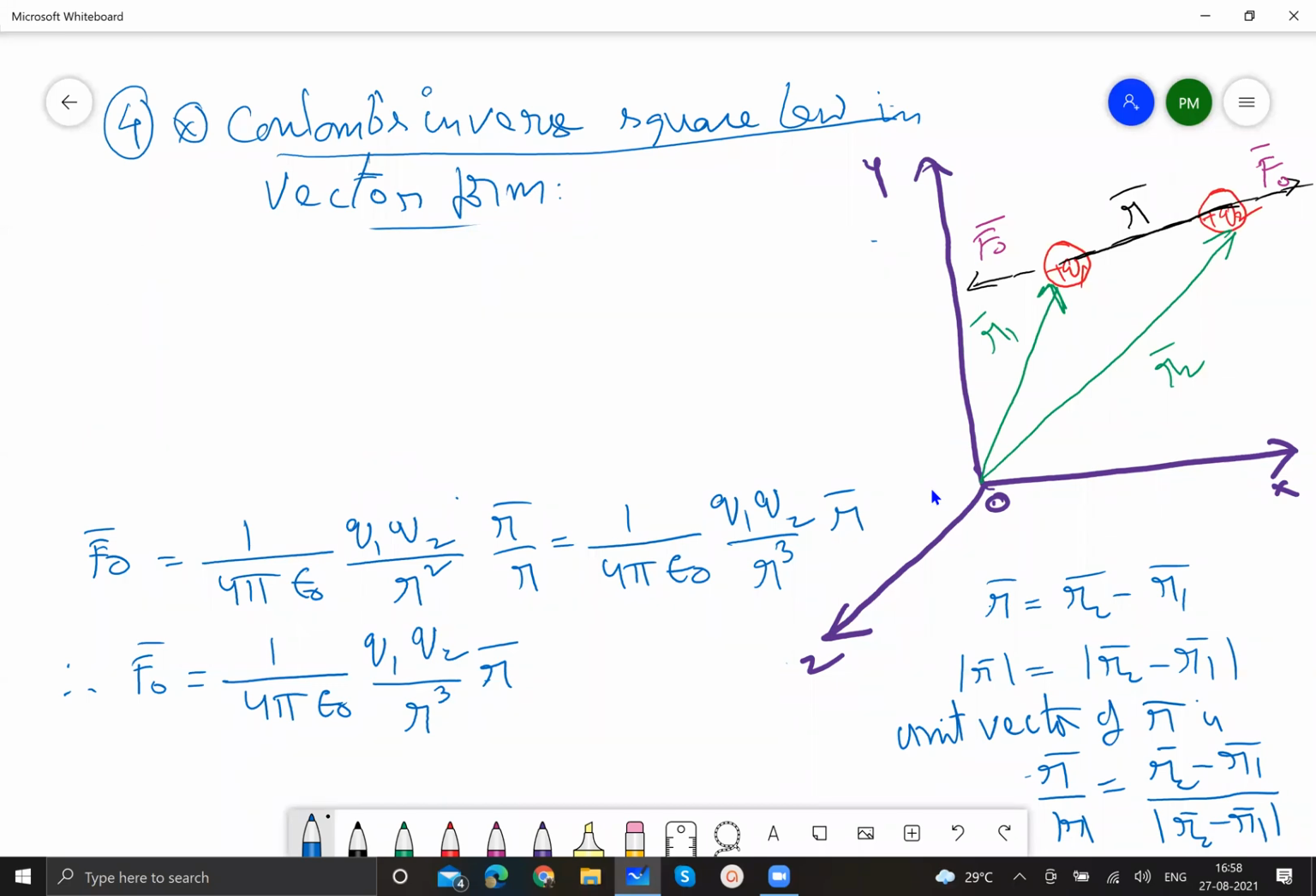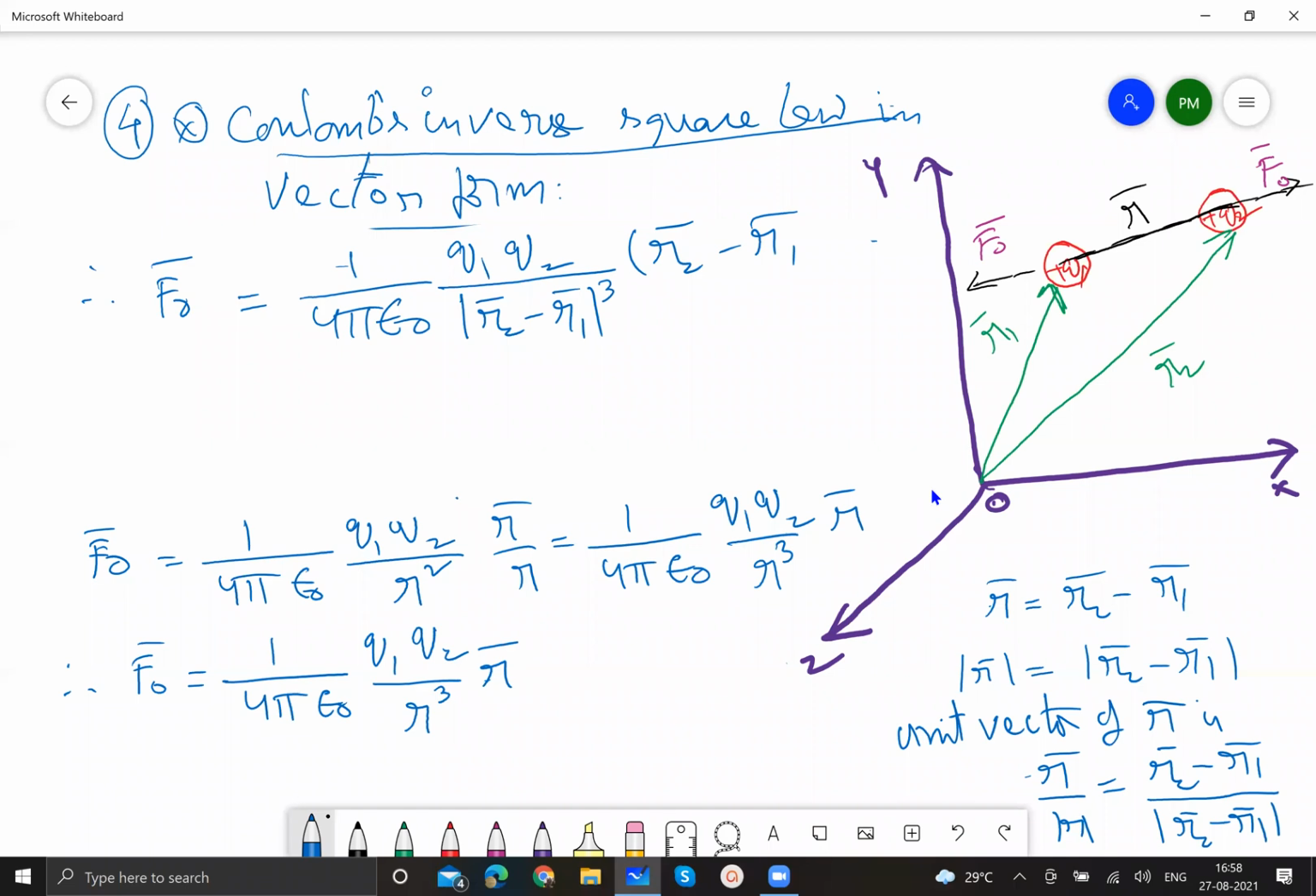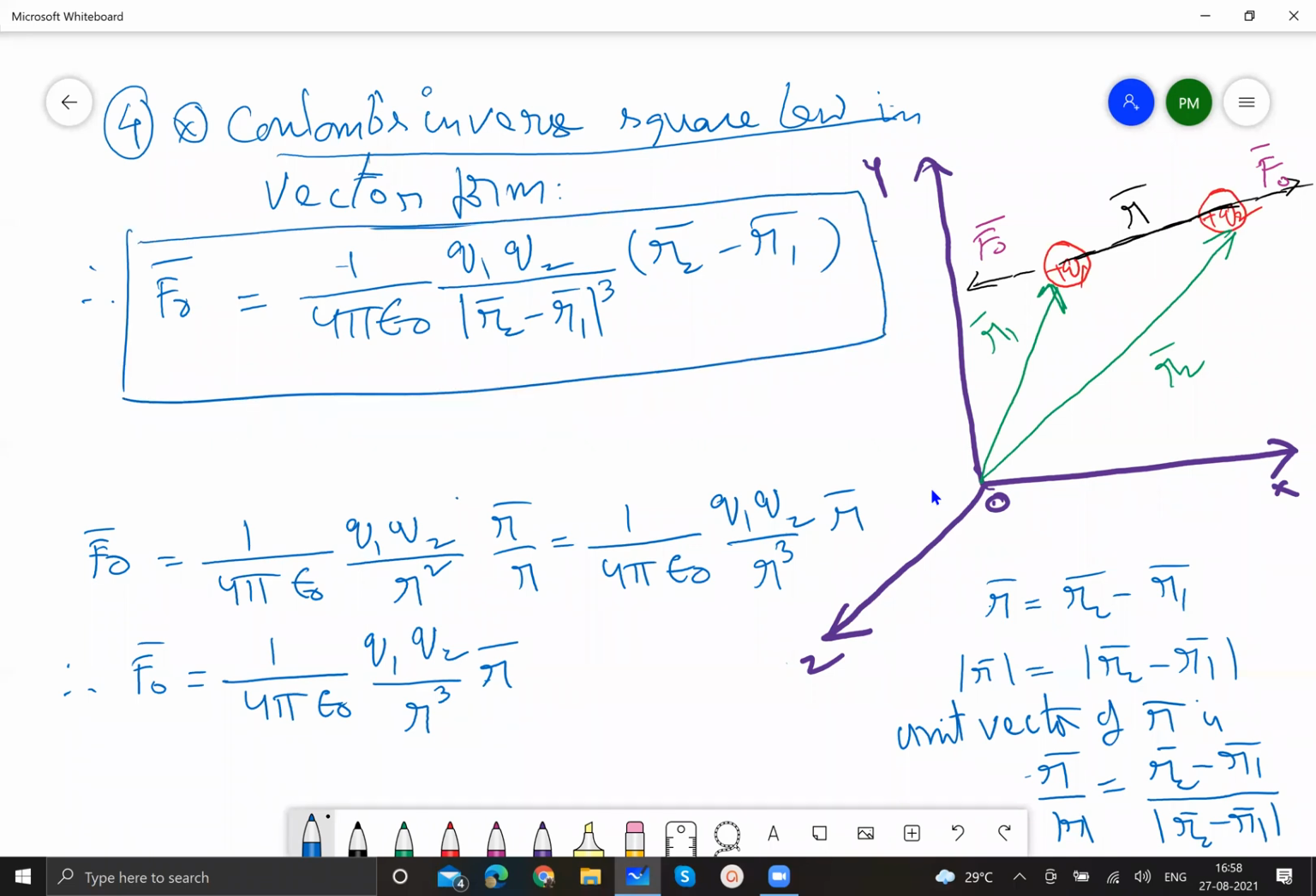Even this expression came in the exams. So therefore, F naught bar is equal to 1 by 4 pi epsilon 0 into Q1 Q2 by modulus R2 minus R1 whole cube into R2 minus R1 bar. So this is Coulomb's inverse square law in vector form.